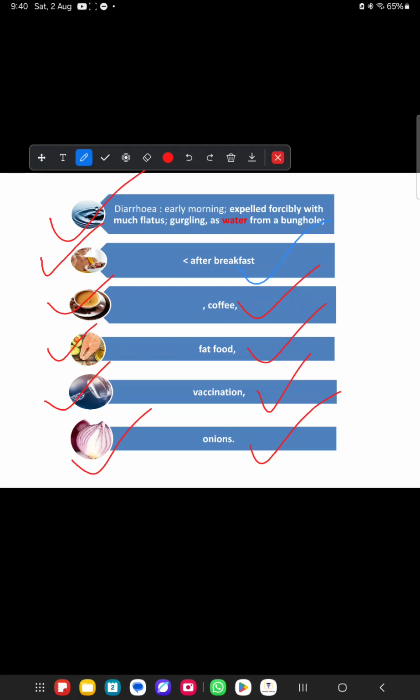Okay, Thuja we can think, but here it mentions diarrhea after breakfast. But can anyone tell me the name of the medicine where the patient feels much better after taking breakfast? breakfast लेने के बाद उसको बहुत अच्छा लगता है. कौन सा medicine?